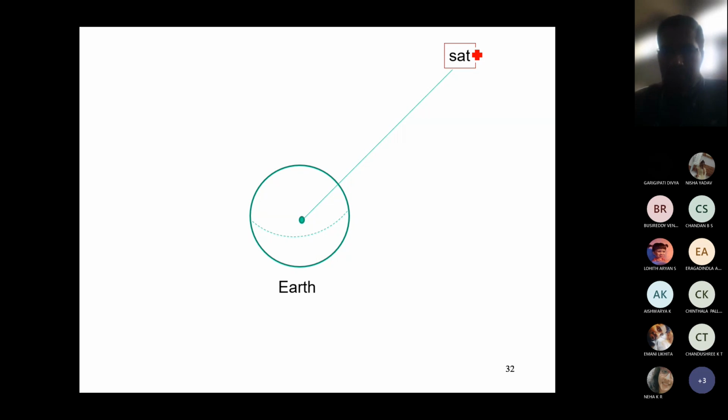So look at this particular diagram. This is the image of the Earth, and this dotted line represents the 0-degree latitude, which is called the equator of the Earth, and your satellite is located somewhere here. I have considered a random point where the satellite is located. Now, the line joining the Earth's center to the satellite, that point is called the sub-satellite point.